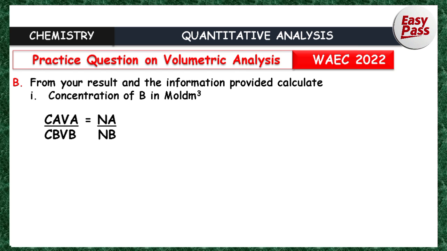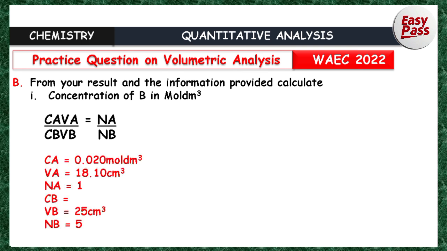Then your CB is what we are looking for. Your VB stands for pipette. We are using 25 or 20 centimeter cube. So we have CA to be 0.020, VA, which is the volume of acid, to be 80.10 centimeter cube. This one is mole dm³. Your Na, the number of acid, to be 1. Your CB, that's what we're looking for, to be unknown. Your VB to be 25 centimeter cube. Your NB to be 5.